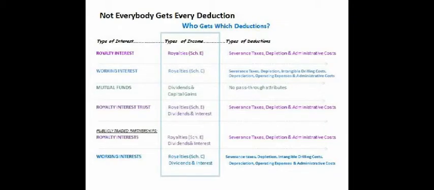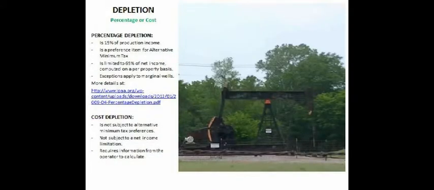As Tovah mentioned earlier, not everybody gets every deduction. It depends on what kind of interest you own in the property. Now, everybody does get depletion, but not everybody gets percentage depletion. Do you know percentage depletion is subject to loss limitations as to whether or not you actually can use it? Those are some key points about working interest in an oil and gas company.